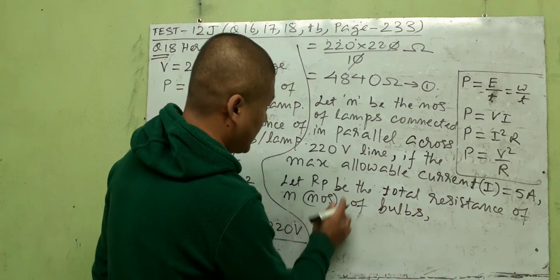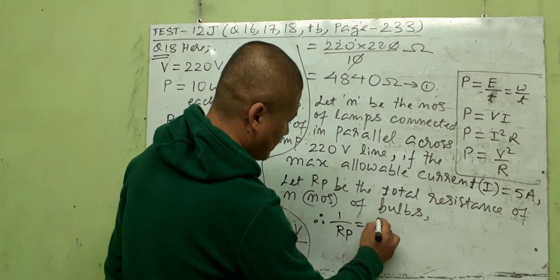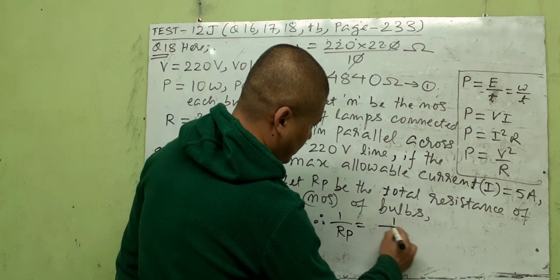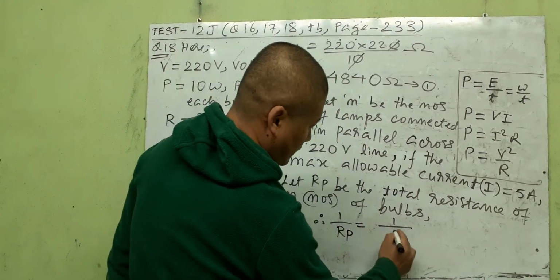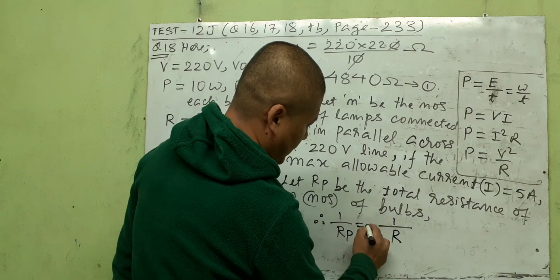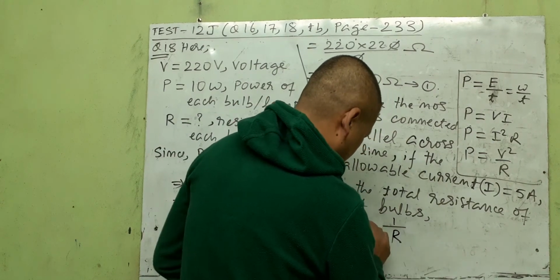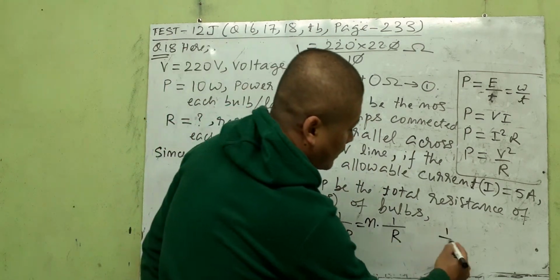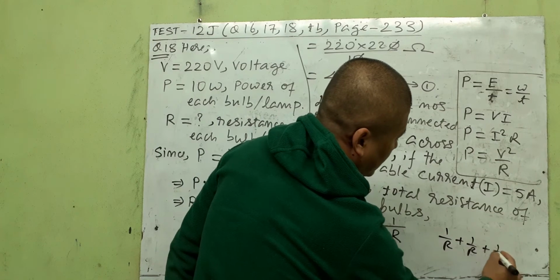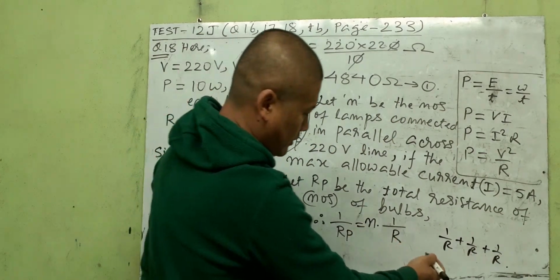Since it's in parallel, clearly the formula is the reciprocal of the total: 1 by Rp equals the reciprocal of one resistance, here 1 by R. R is the value of each resistance, multiplied by n, because there are n number of bulbs, meaning 1 by R plus 1 by R plus 1 by R, n times. We don't know n, so we can multiply it by n, right?